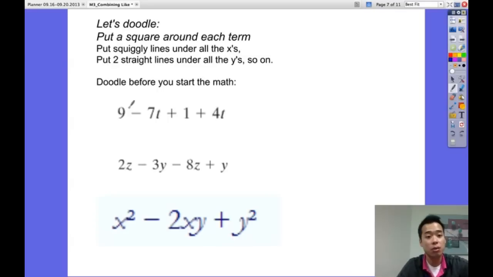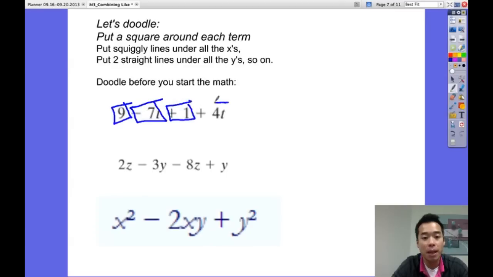Here, if you quickly check it out, I have a positive 9. How do I know that's a positive 9? Because there's no subtraction symbol, there's no negative sign for it. Here I really don't have minus 7t, I have negative 7t. I have a positive 1, and I have a positive 4t. So really, this whole expression has 4 terms.